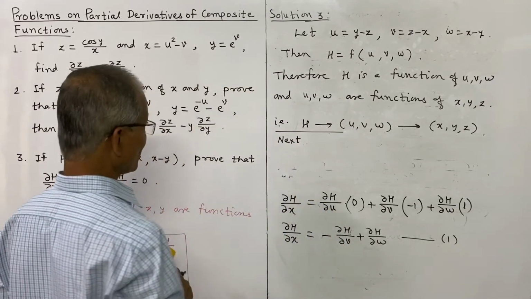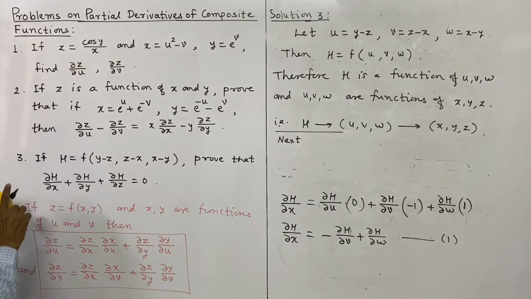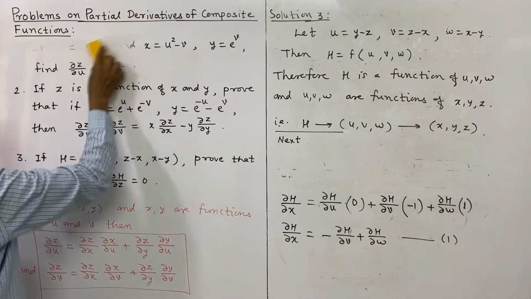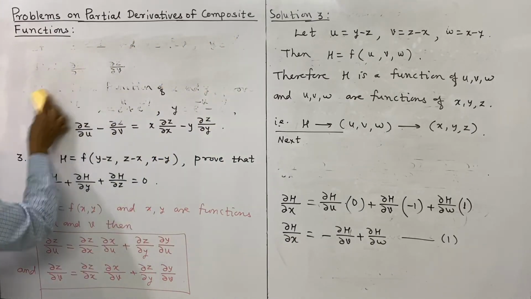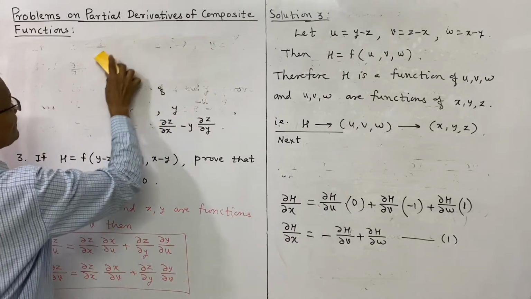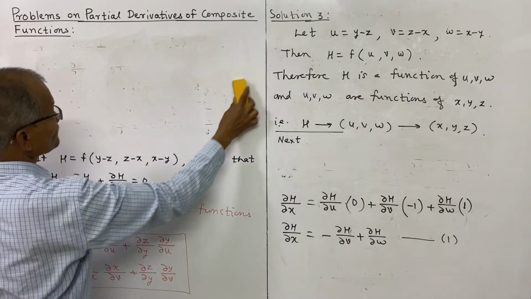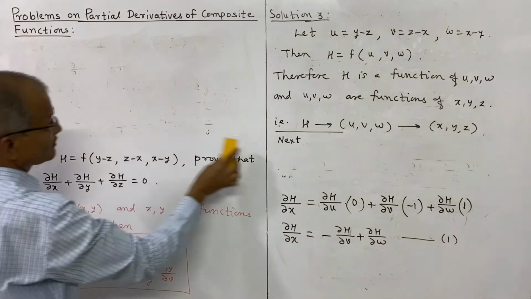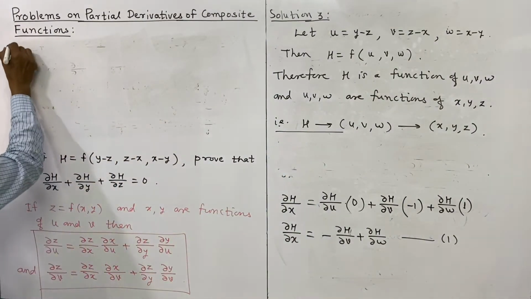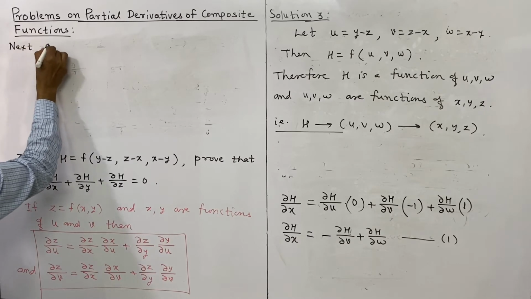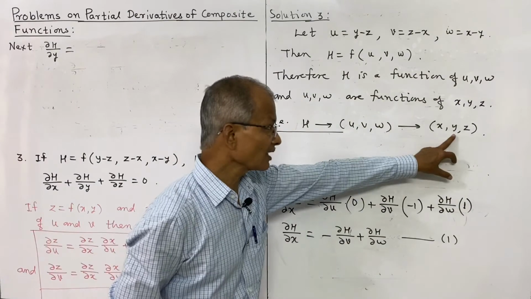Next, ∂h/∂y, or I shall write, we have solved these two problems earlier. I shall write here ∂h/∂y, we shall find out. Next is ∂h/∂y, the partial derivative of h with respect to y, the second variable.